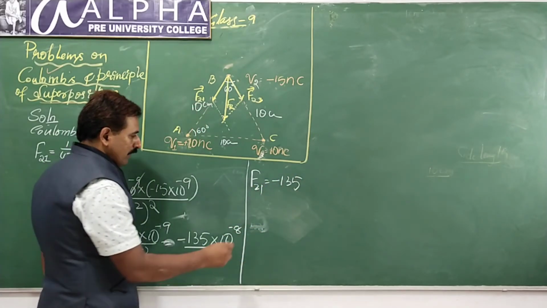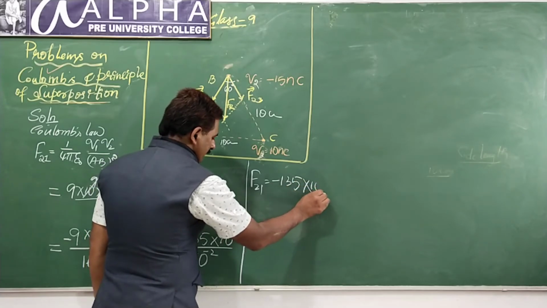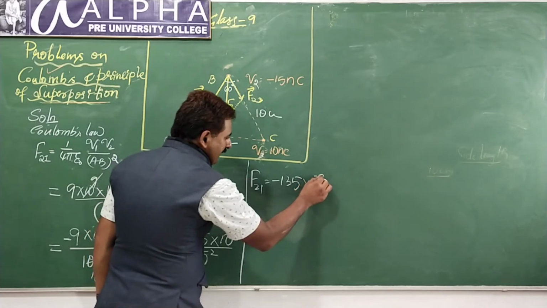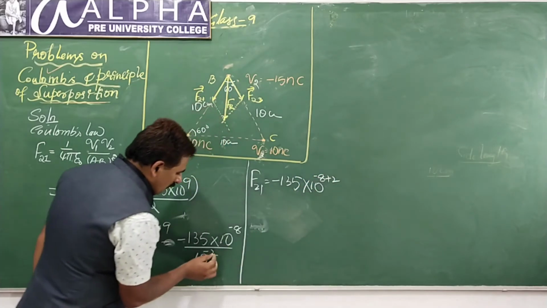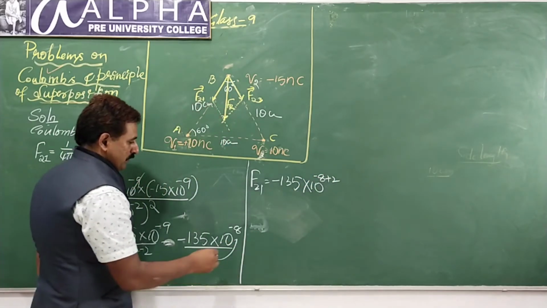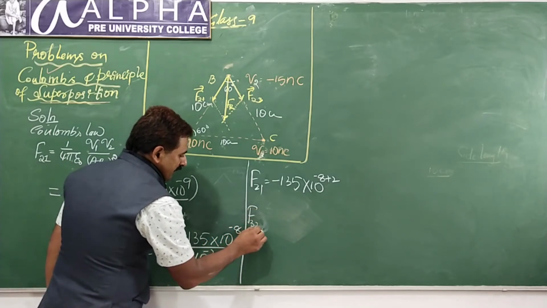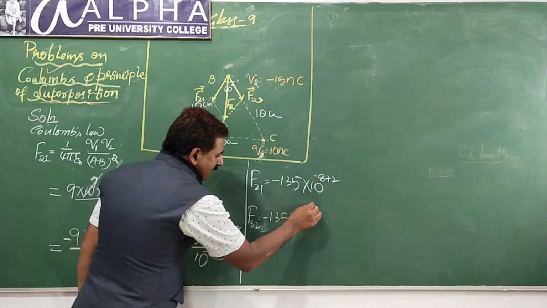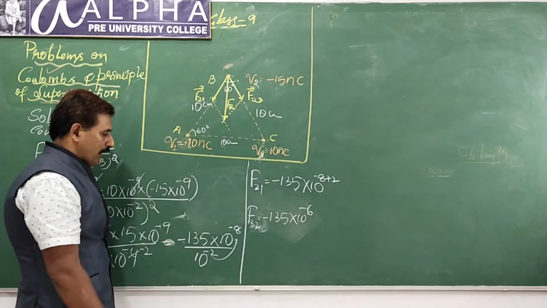Minus 135 into 10 to the power, this comes to numerator, minus 8 plus 2. Why plus 2? It comes to the numerator, becomes plus 2. And the final value, F32 is minus 135 times 10 to the power minus 6. Minus 6 is the value.